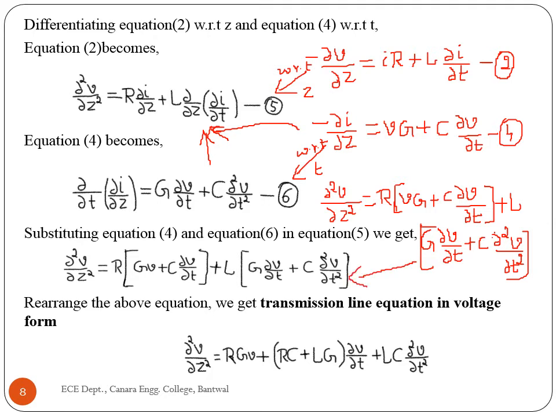By rearranging this equation, we will get this equation. And again, if we rearrange this equation, we will get the transmission line equation in voltage form, that is equal to R into G V plus (RC plus LG) into dou V by dou t plus LC into dou square V divided by dou t square. Here we can observe we have neglected the minus sign from the fourth equation. When we substitute the fourth equation in equation number 5, we neglect the minus sign because wave propagation takes place in the positive z direction, so we can neglect the negative sign here. This is our voltage form equation.